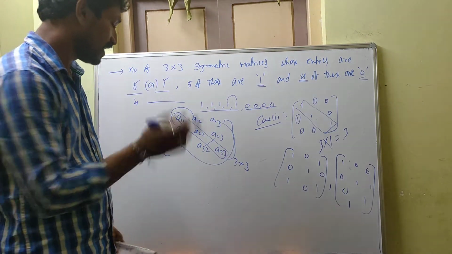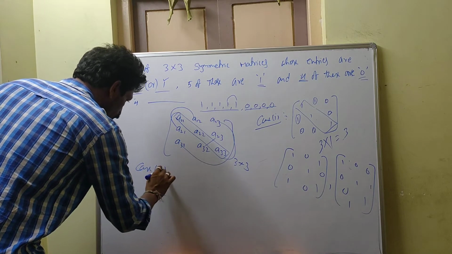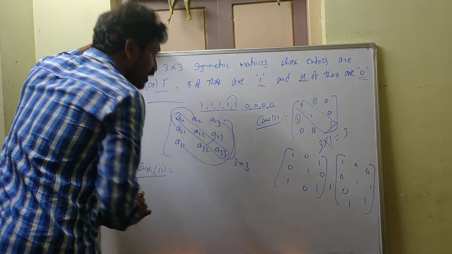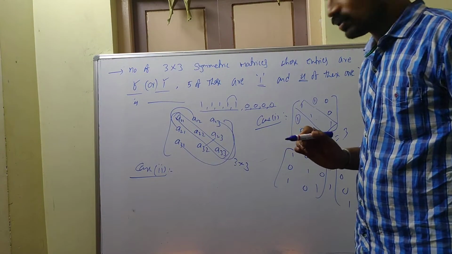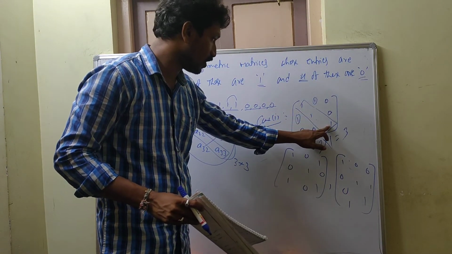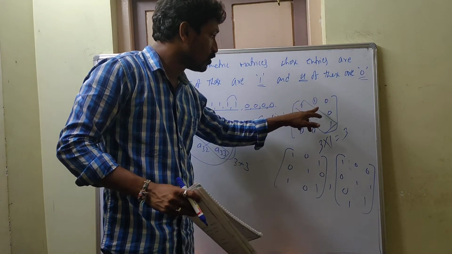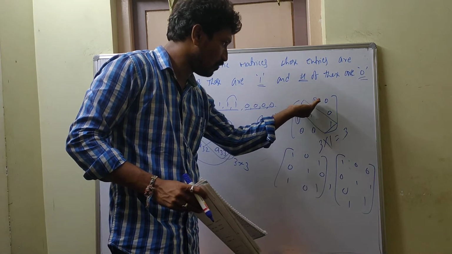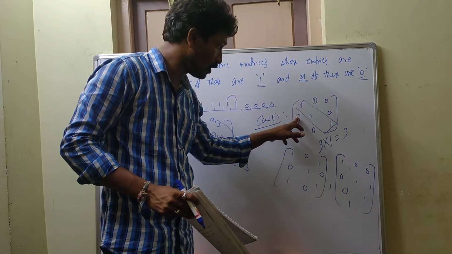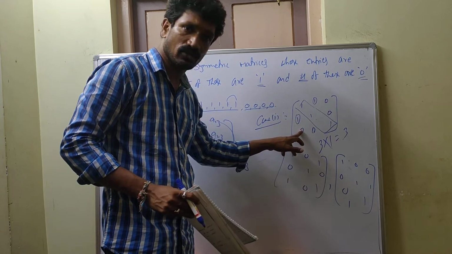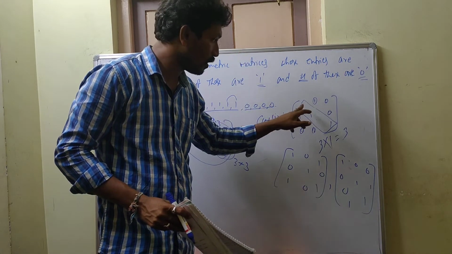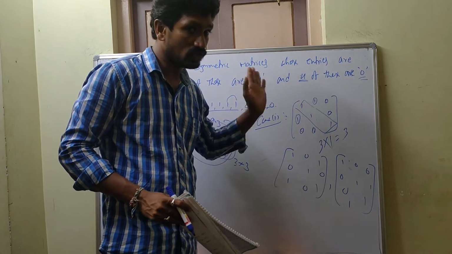Okay, next possibility, case 2. If here all are ones, is it possible to fill all zeros? No. If you fill 3 zeros here, you have only 1 zero left over. Is it possible to fill 0 in similar positions? No, only 1 zero. If you fill 0 here, here also 0. So with only 1 zero left over, all zeros is not possible.